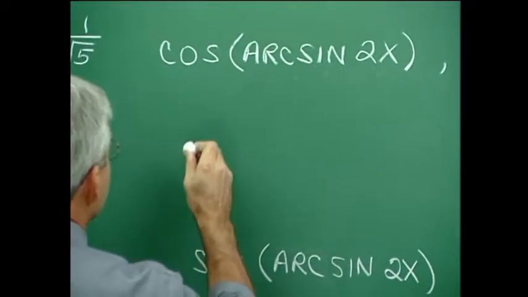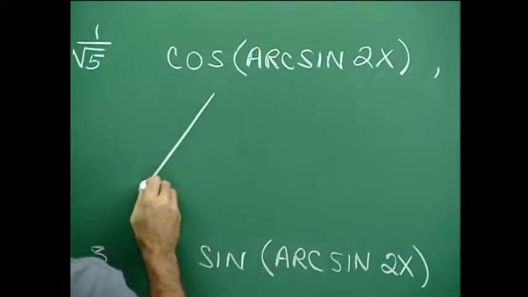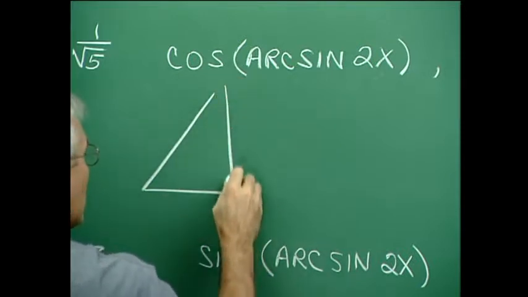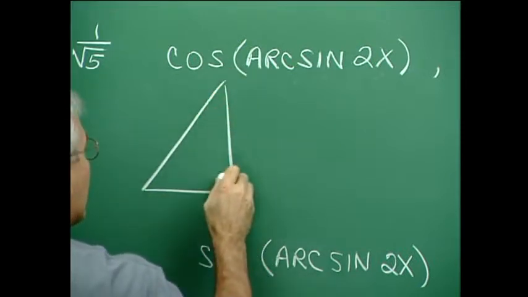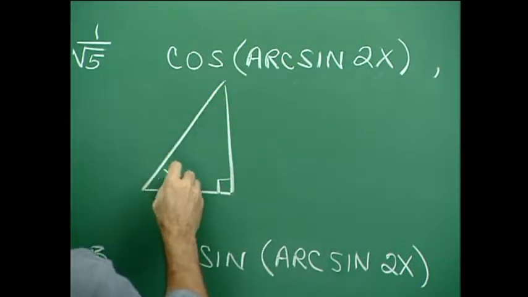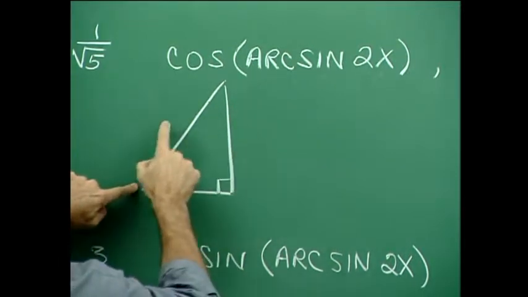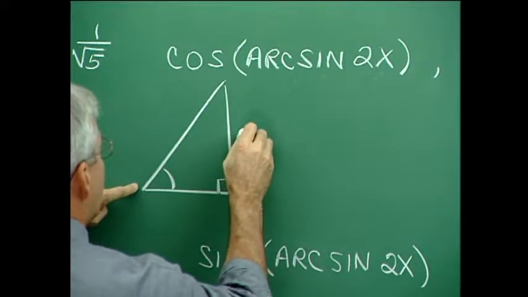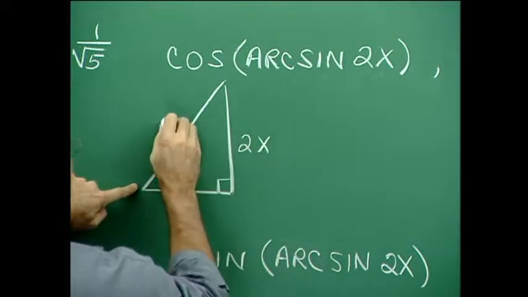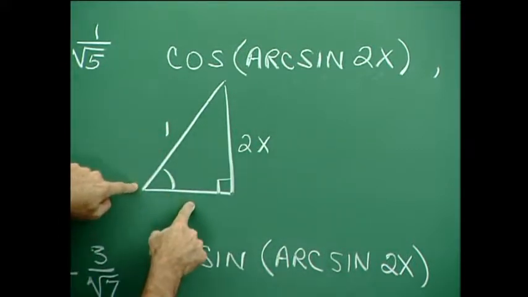So here's the idea. We have a right triangle. We have an angle whose sine is 2x. Now, sine is opposite over hypotenuse, so we can just say that this is 2x over 1. You see, like that. And now we can find the length of this side.